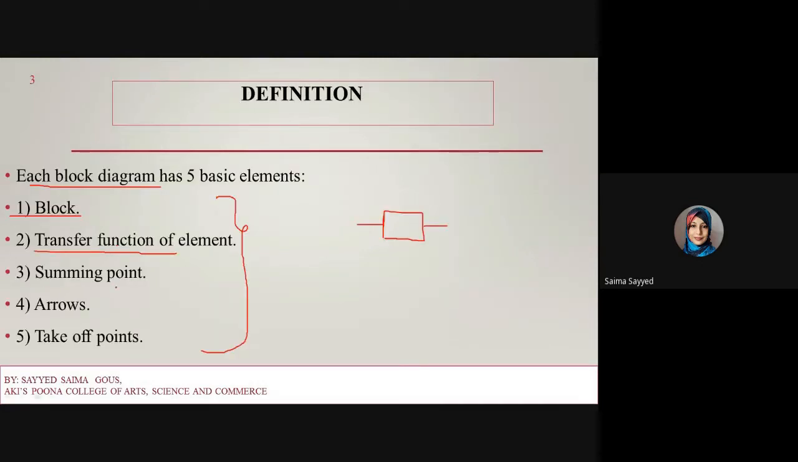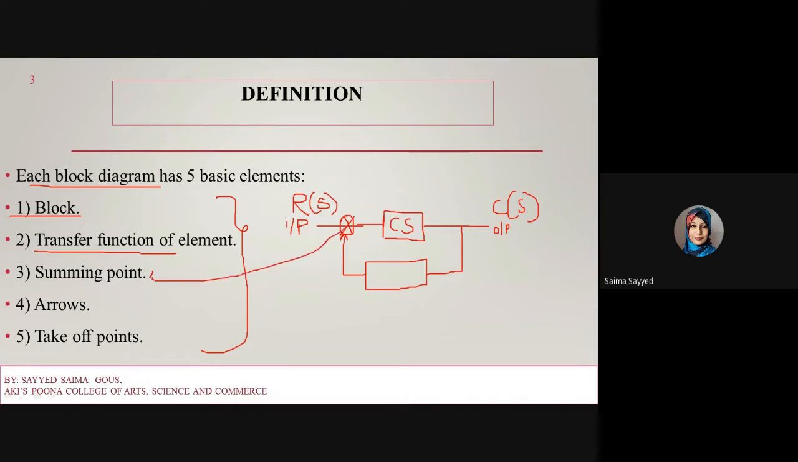Then summing point. Summing point means when two blocks are connected to each other. This is my input signal, and this is my output signal. In control system, input is represented by R(s) and output is represented by C(s), and this is my block. We can say that control system block. And here the output C(s) is taken back to the input, or fed back to the input. So here one summing point will be there to add this point. This point is called summing point.